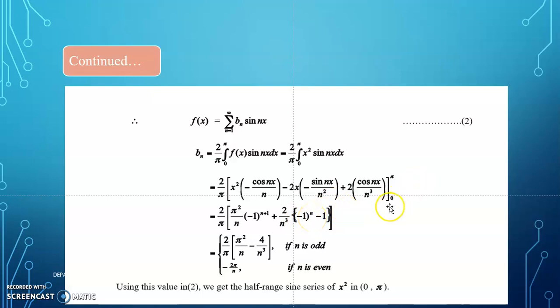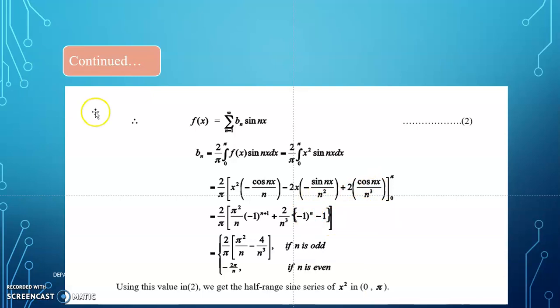Then next apply the lower limit 0. For the first term, 0 into anything is 0. In the last term only we will get cos 0, which is 1, by n cube. So from both terms we can take out 2 by n cube. For the upper limit we get (-1)^n. For the lower limit we get minus 1.